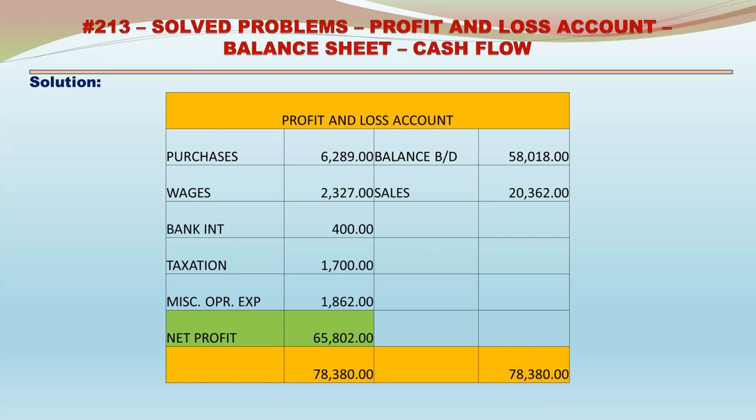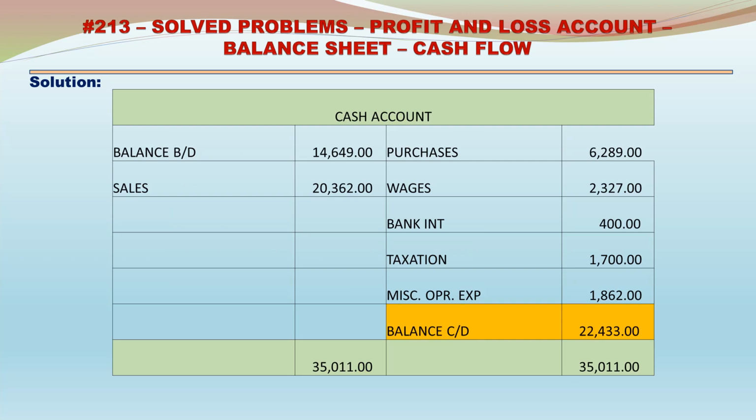On the debit side, purchases 6,289. Wages 2,327. Bank interest 400. Taxation 1,700. Miscellaneous operating expenses 1,862. Net profit 65,802. Let us prepare cash account to obtain the new cash balance.